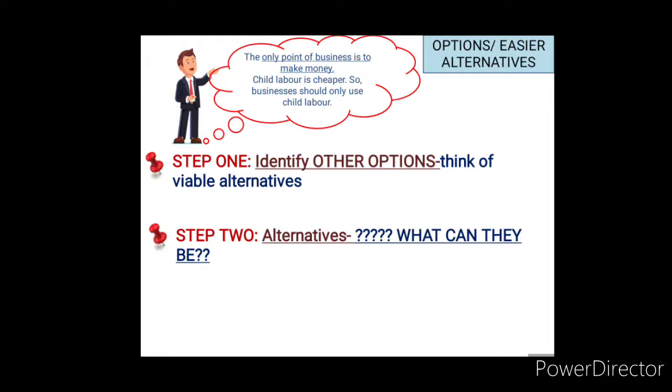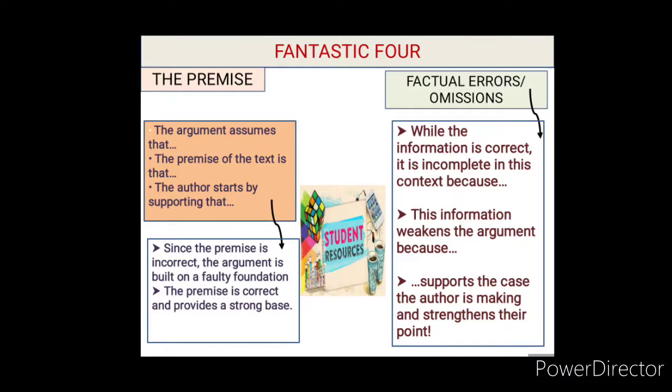Then options, easier alternatives. Identify other options. Think of viable alternatives. Alternatives, what can they be? So here you all need to think about it and you can write accordingly, and it is followed by the conclusion, where you need to identify the conclusion, how you can give an appropriate conclusion to your question. Remember, the conclusion is not always the last statement. Check if the conclusion logically follows other statements. Right?